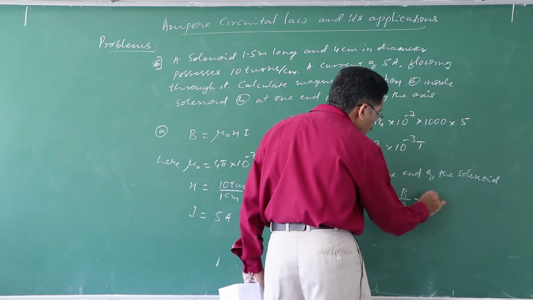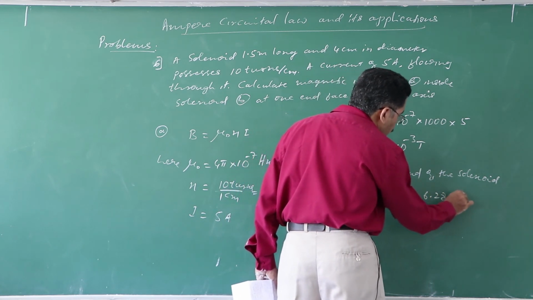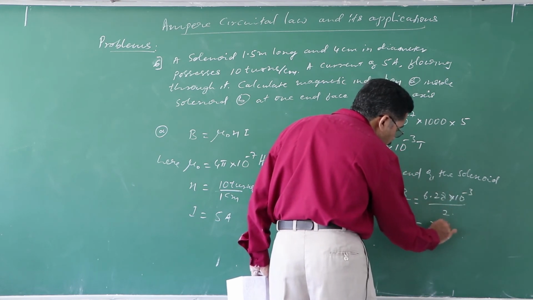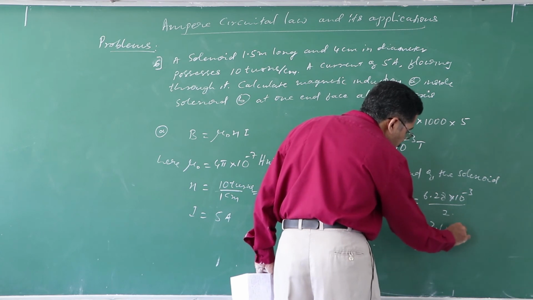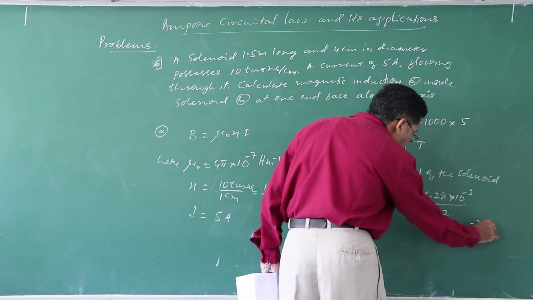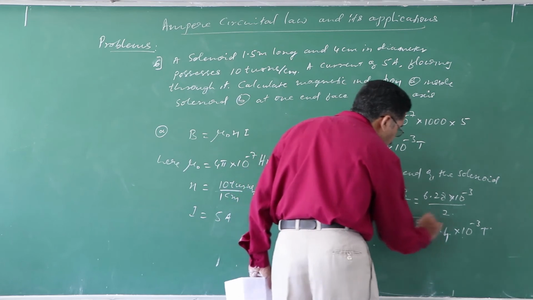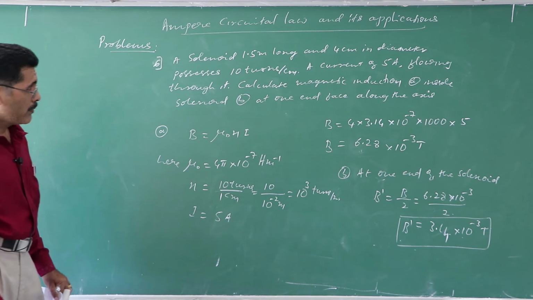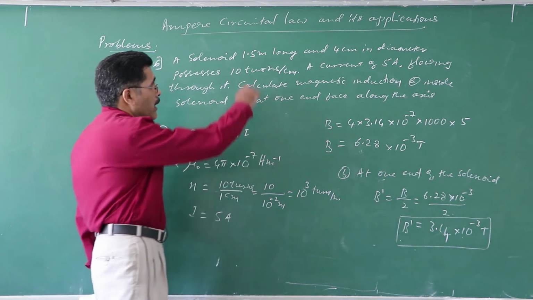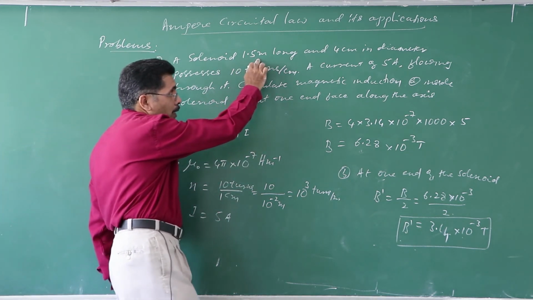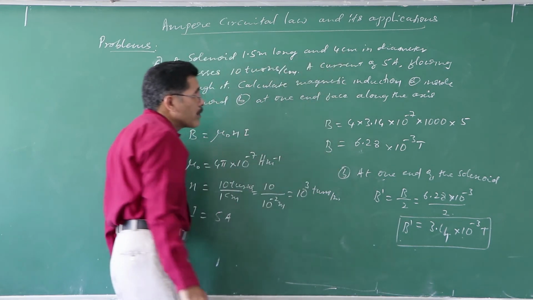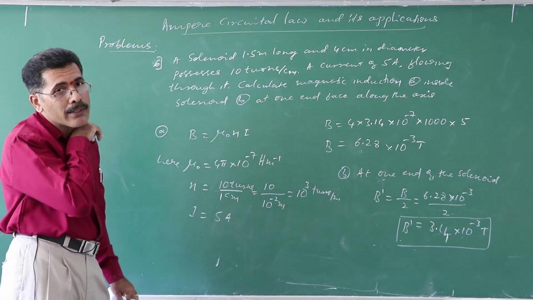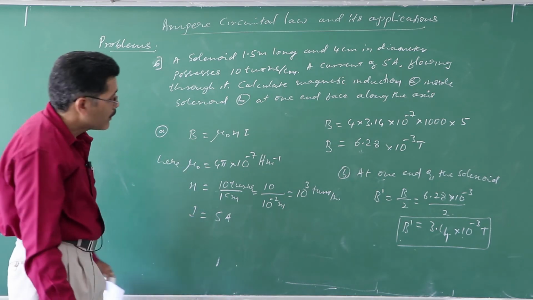See, this is equal to 6.28 into 10 raised to minus 3 divided by 2, which is 3.14 into 10 raised to minus 3 Tesla. This is at one end of the solenoid for an ideal solenoid. Length is 1.5 meter, diameter is 4 centimeter. Compared to the 4 cm diameter, the length is very large, therefore it is an ideal solenoid.